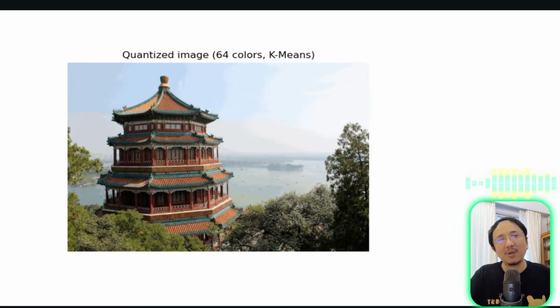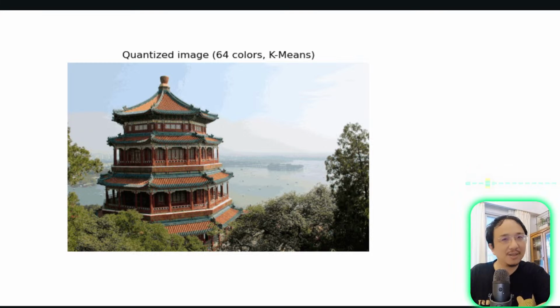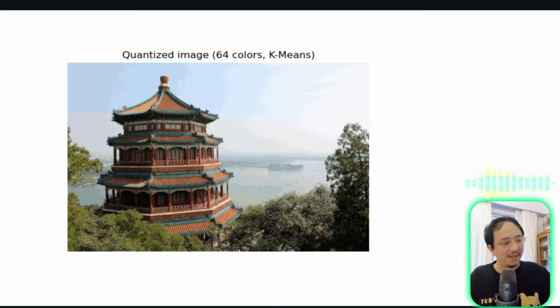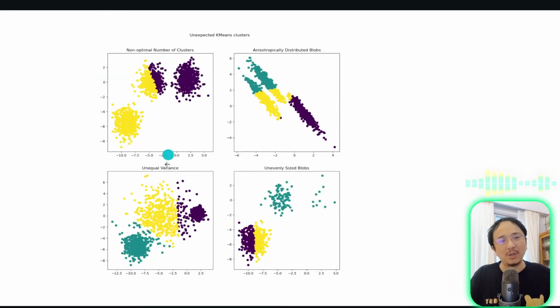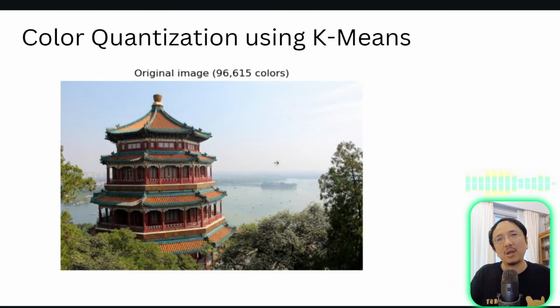So although we are not doing exactly what we mean by clustering, at least not in the case that we are imagining in these examples, k-means works well for this case to do quantized images. So it has 64 colors and it can look fairly close to the original one.